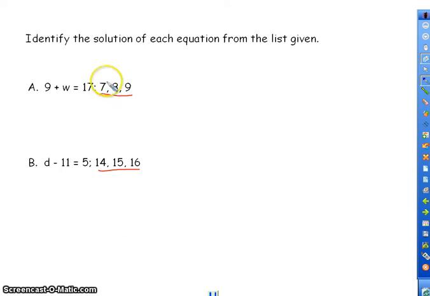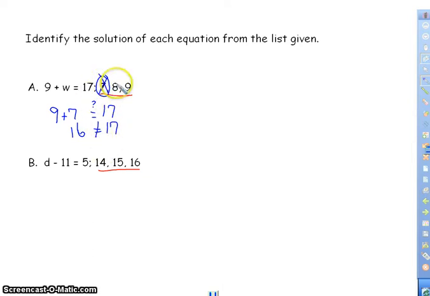So I'm going to start with 7. And I'm going to try 9 plus 7. And what you're trying to decide is, does it equal 17? Well, in this case, it does not. 16 is what I will get when I take 9 plus 7, which does not equal 17. So we know 7 is not a good option. Okay, then we can try 8.